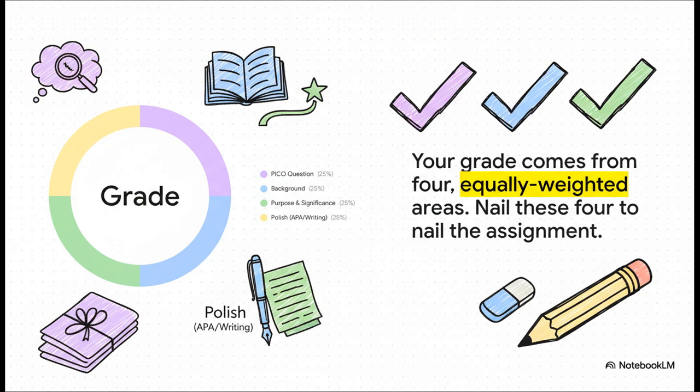Seriously. And if we want to simplify it even more, just look at it this way. Your grade basically comes from 4 equal chunks. 25% is your PICO question, 25% is your background, 25% is your purpose and significance combined, and the last 25% is that professional polish, the APA and writing stuff. If you can knock it out of the park in these 4 areas, you're going to ace this assignment.